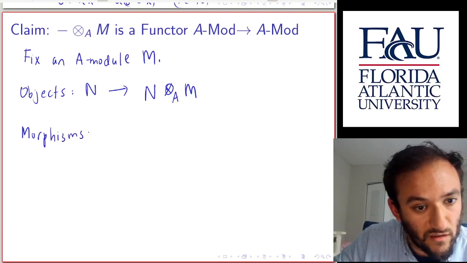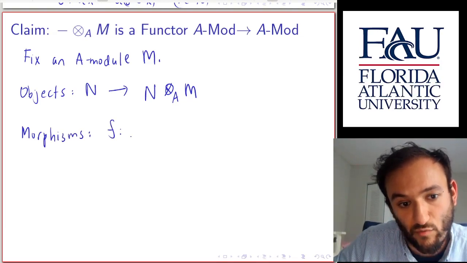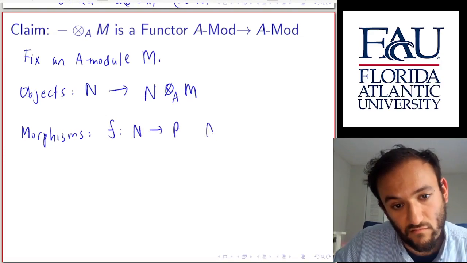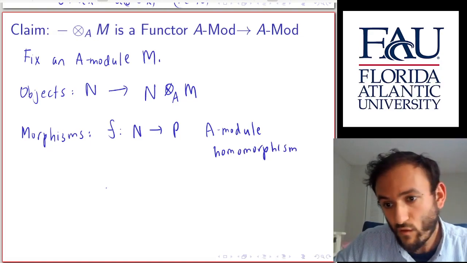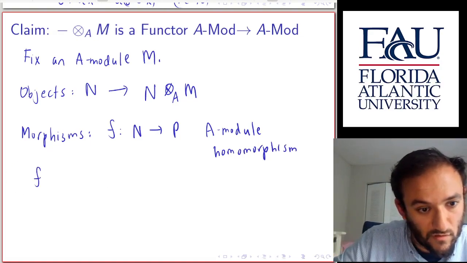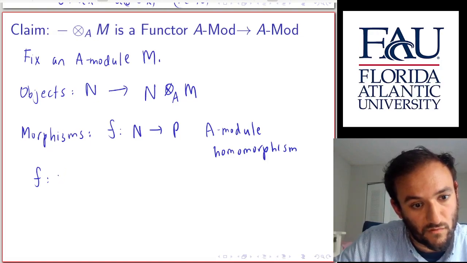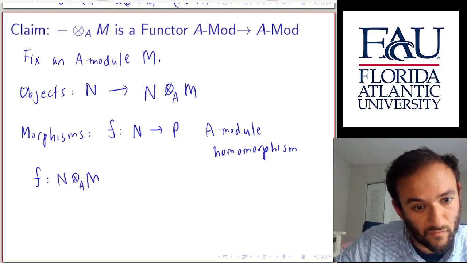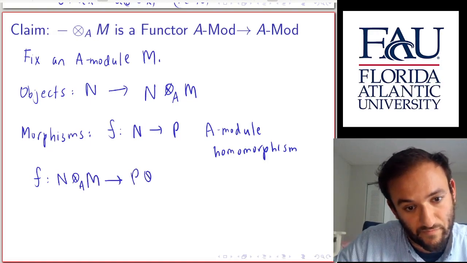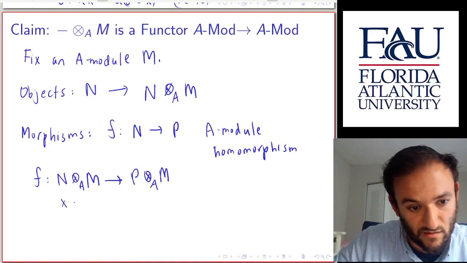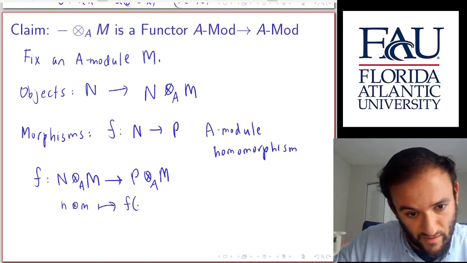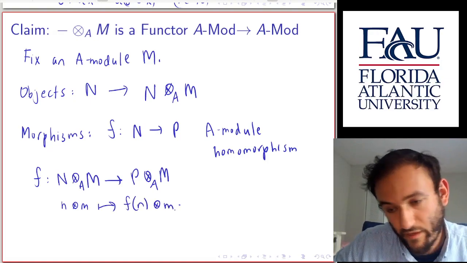So given an A module homomorphism F from N to P, we're going to map N tensor M to P tensor M, and this is just going to take N tensor M and map it to F of N tensor M.